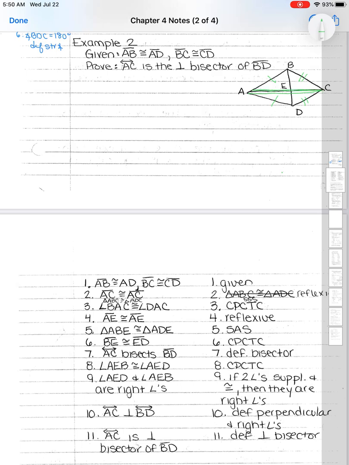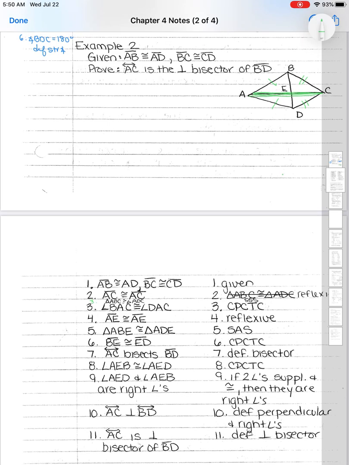So it says AB is congruent to AD and BC is congruent to CD. And we want to show that AC is the perpendicular bisector. So there's two words here, perpendicular and bisector. So step 1, we copy our given. Step 2, I'm going to say that AC is congruent to itself by the reflexive property.